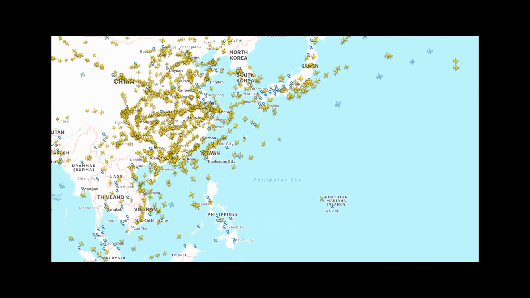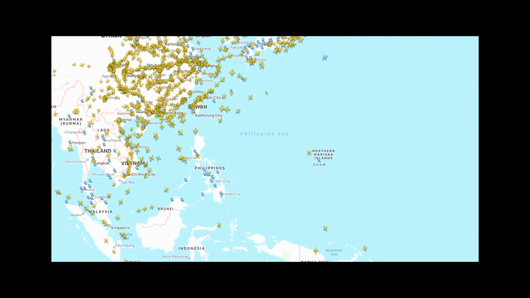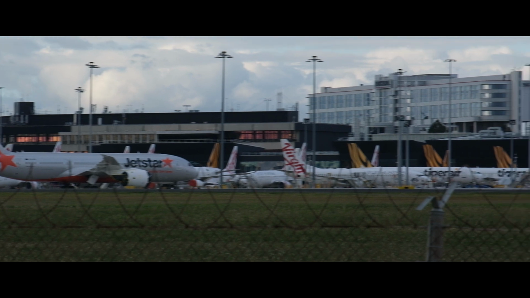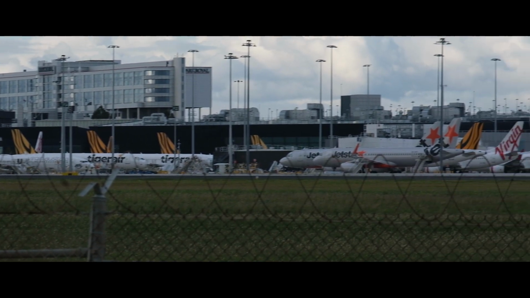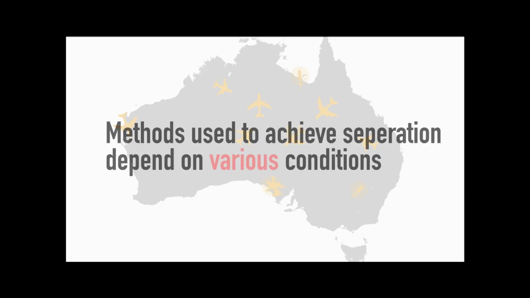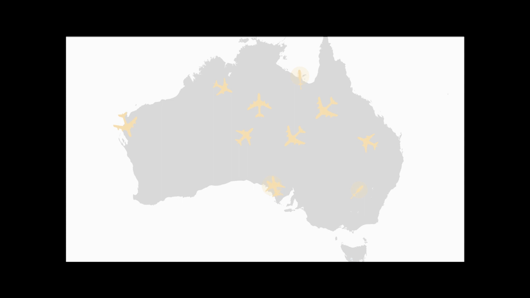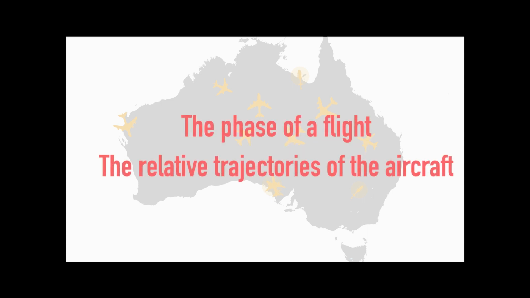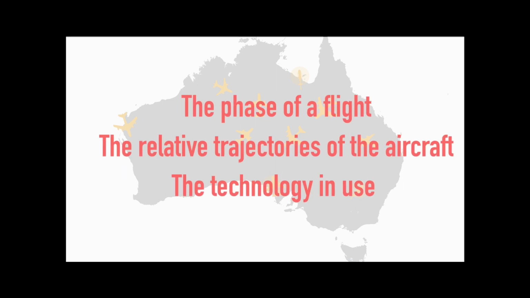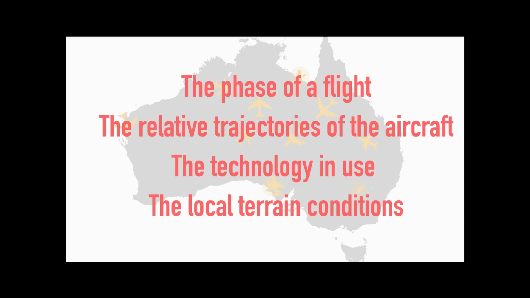How do ATC manage to separate aircraft though? What methods are they using? Are they just eyeballing it, or using radar or something else? So, methods used to achieve separation depend on various conditions, such as the phase of a flight, the relative trajectories of the aircraft involved, the technology in use, and the local terrain conditions.